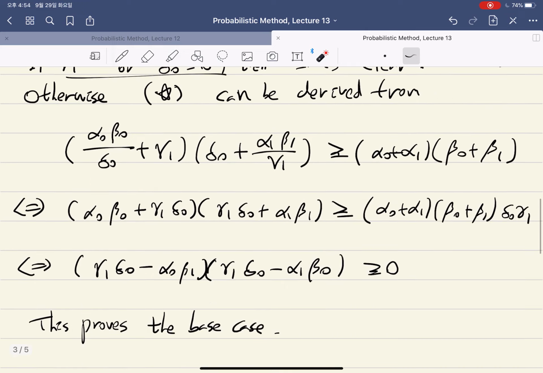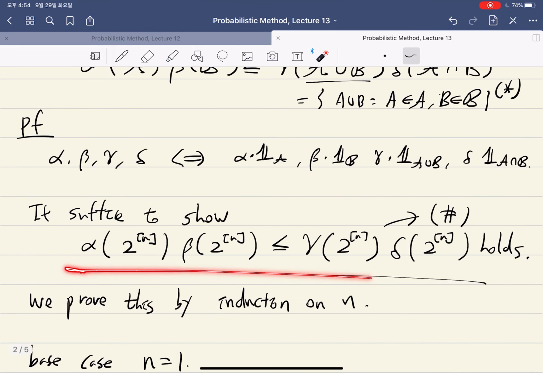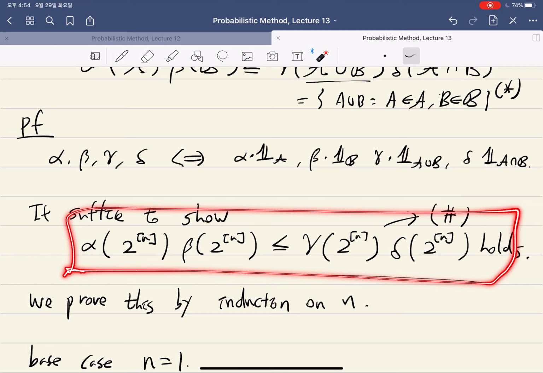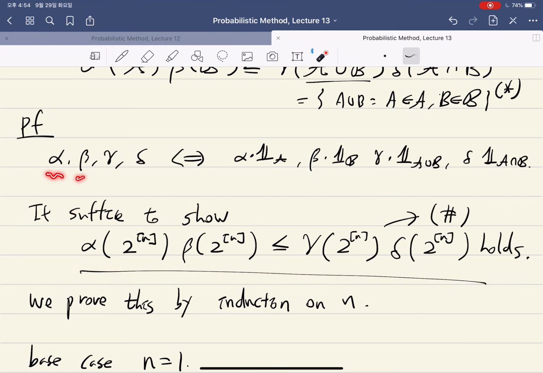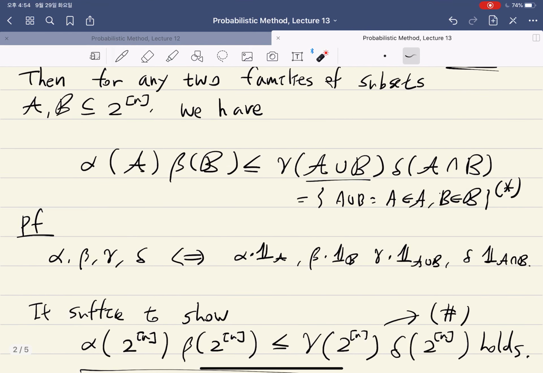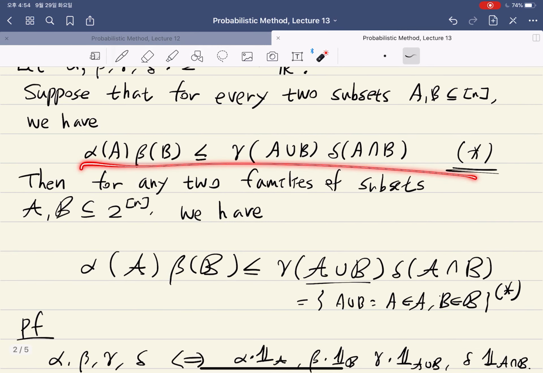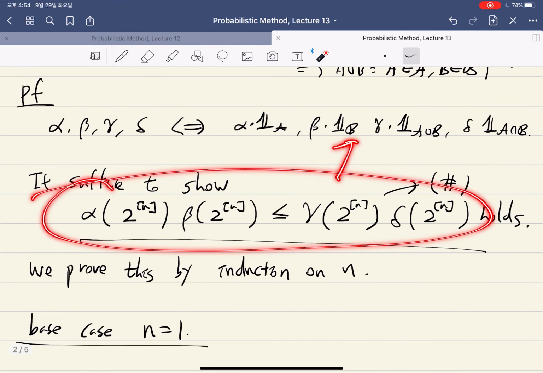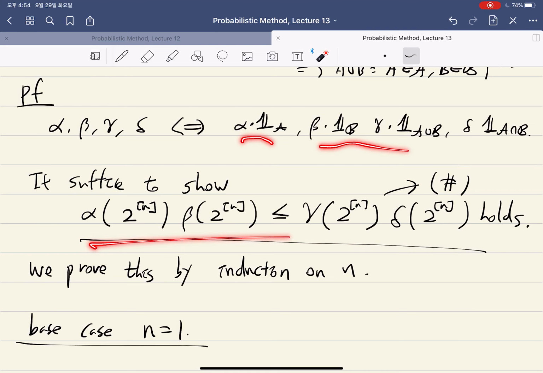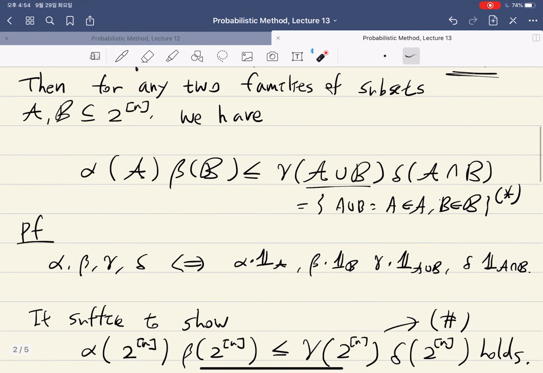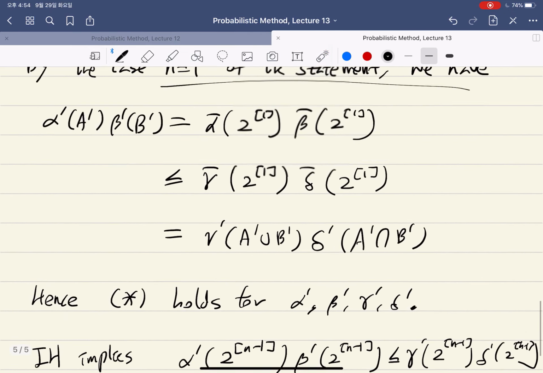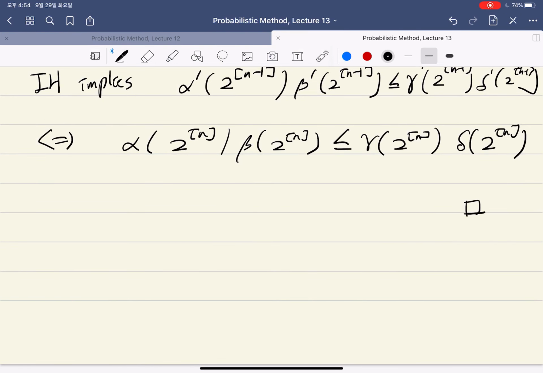So this proves that this holds for all n. And as we mentioned at the beginning, when we have arbitrary alpha, beta, gamma, delta and this collection A and B, we replace alpha, beta, gamma, delta with this function. Then this function still satisfies this condition, so we can invoke this here. For this function this inequality holds, which implies that this also holds. So this concludes the proof of the theorem.